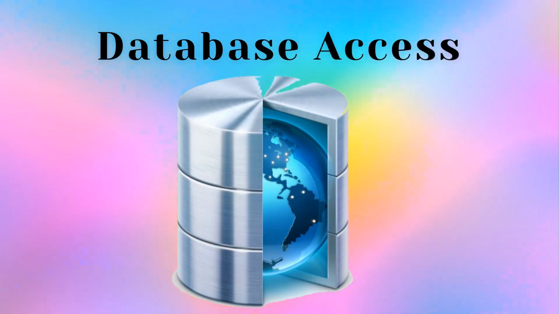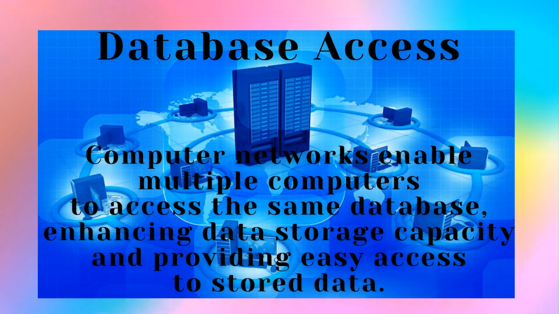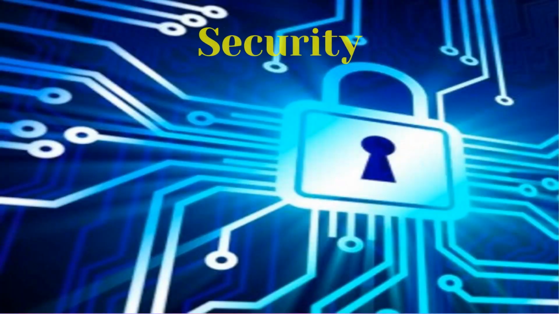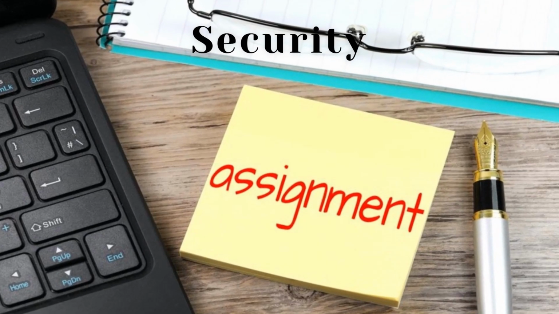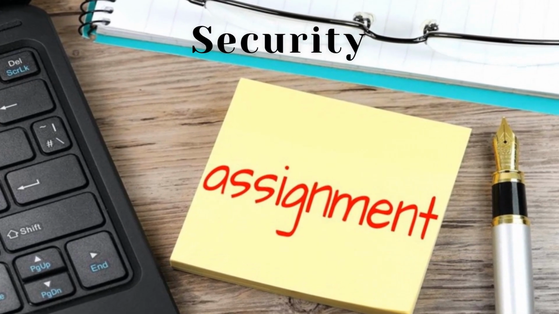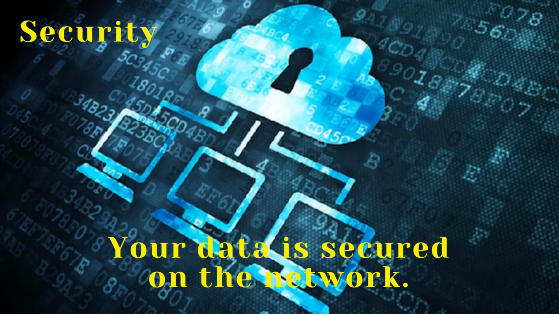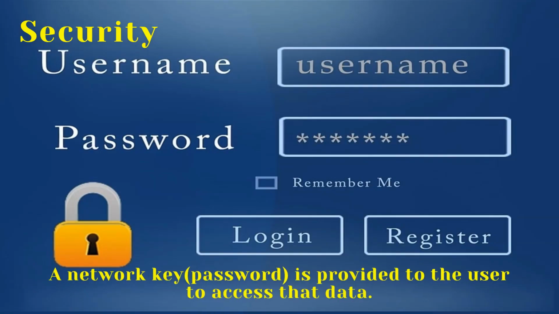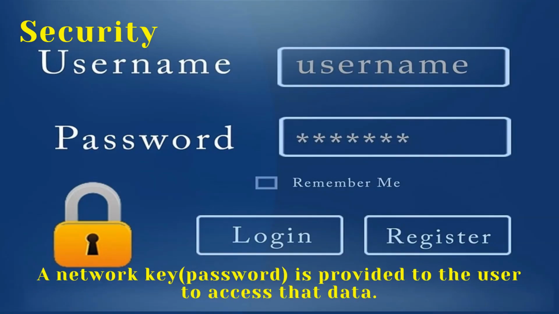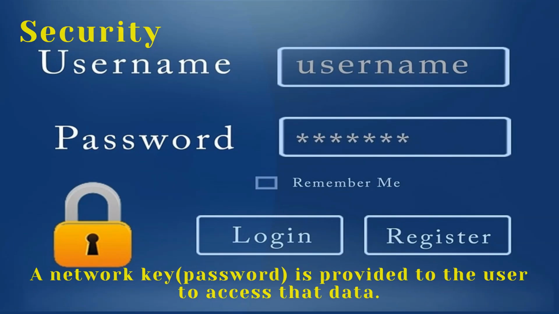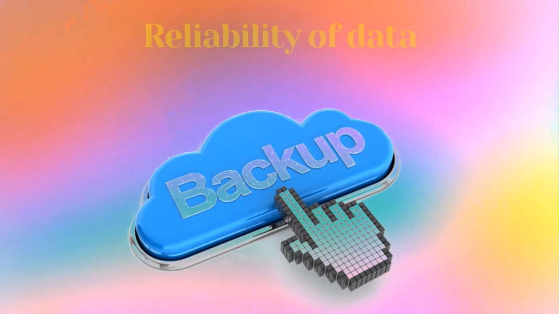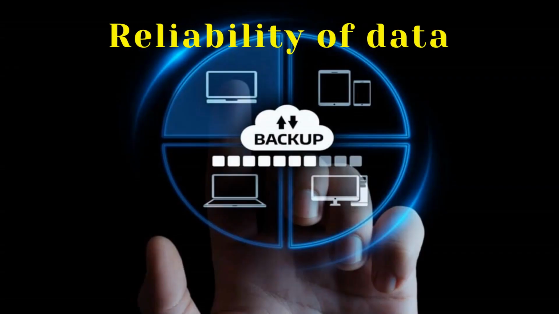Database access. Computer networks enable multiple computers to access the same database, enhancing data storage capacity and providing easy access to stored data. Security. Suppose you have stored your class assignments on the network. Your data is secured on the network because a network key, a password, is provided to the user to access that data. Reliability of data. Reliability means backing up of data.